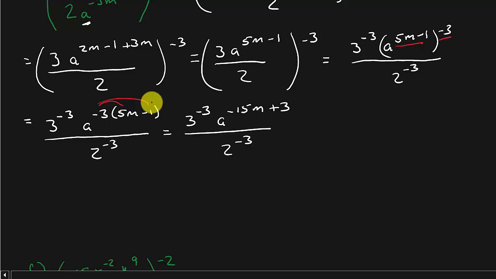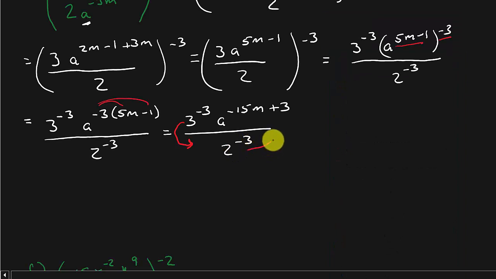Now, when you look at it, there's nothing else I can do. None of those rules of exponents apply. So now I make all my exponents positive. This 3 to the negative 3, I move across the fraction bar. This 2 to the negative 3, I move across the fraction bar. Let me draw it, moving it here. And so that's going to be 2 cubed, a to the (negative 15m plus 3), over 3 cubed.